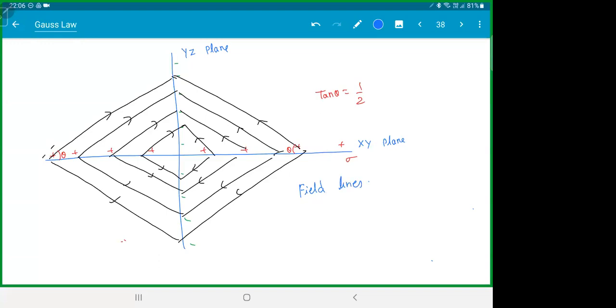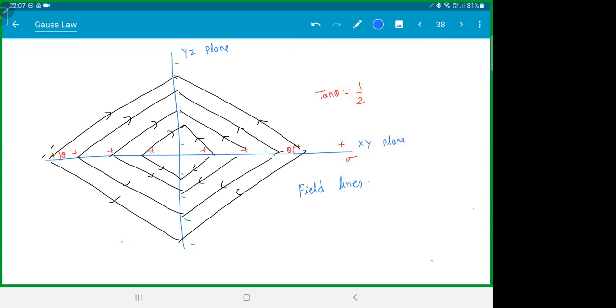How will the equipotential look? Do you remember, for equipotential surfaces, the field is perpendicular. This is how equipotential looks. It looks like a cross passing through the center. These are equipotentials. The black ones are the field lines, the red ones are the equipotential. But yeah, you got the idea there. Clear?